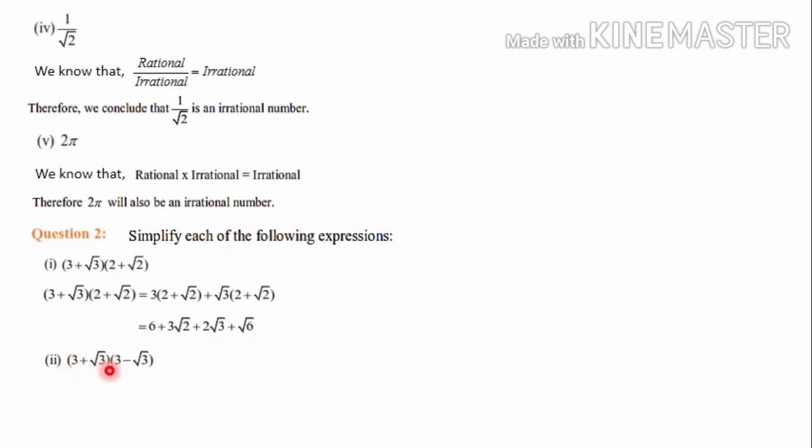Next one is 3 plus root 3 into 3 minus root 3. This is in the form a plus b into a minus b. We have studied the formula: a plus b into a minus b is equal to a square minus b square. Means here a is 3, that is 3 square, minus b is root 3, so root 3 the whole square. So 3 square is 9, root 3 the whole square is 3. So 9 minus 3 is equal to 6. So 6 is the answer.